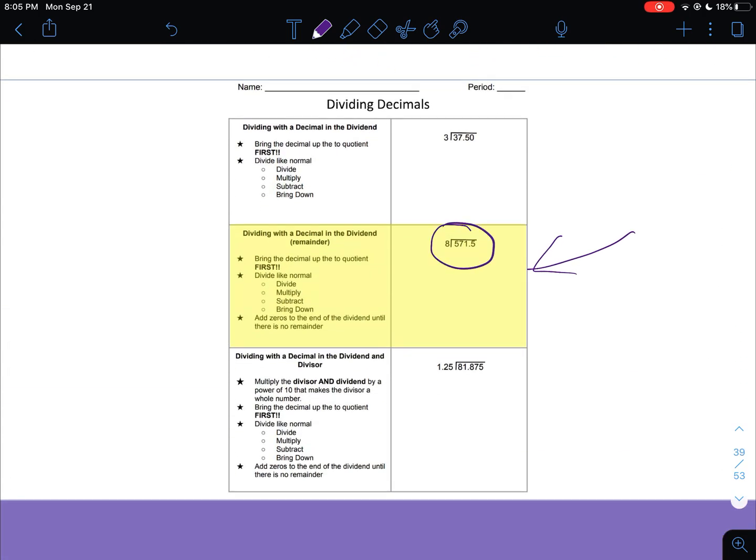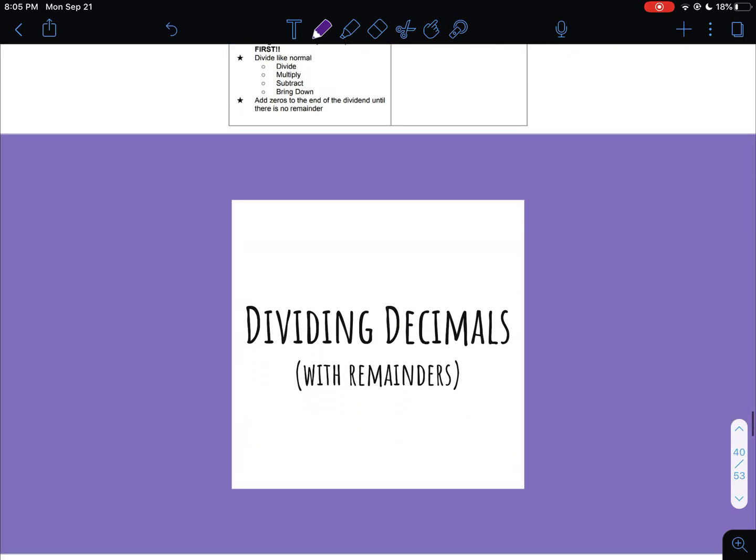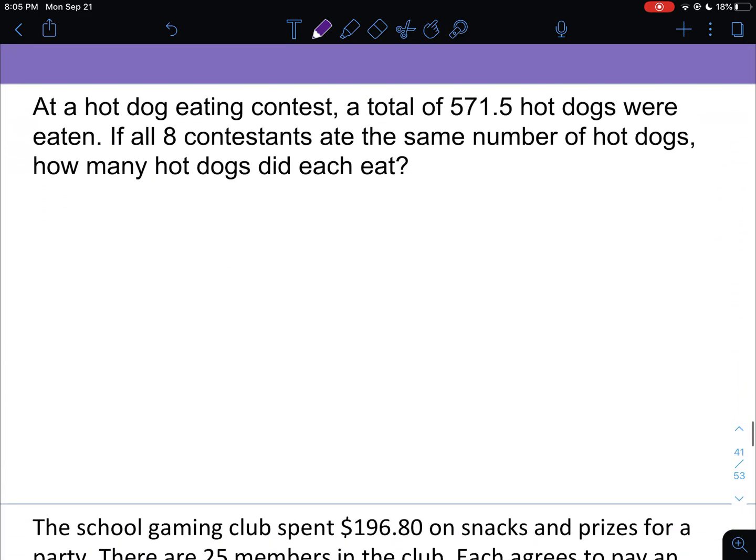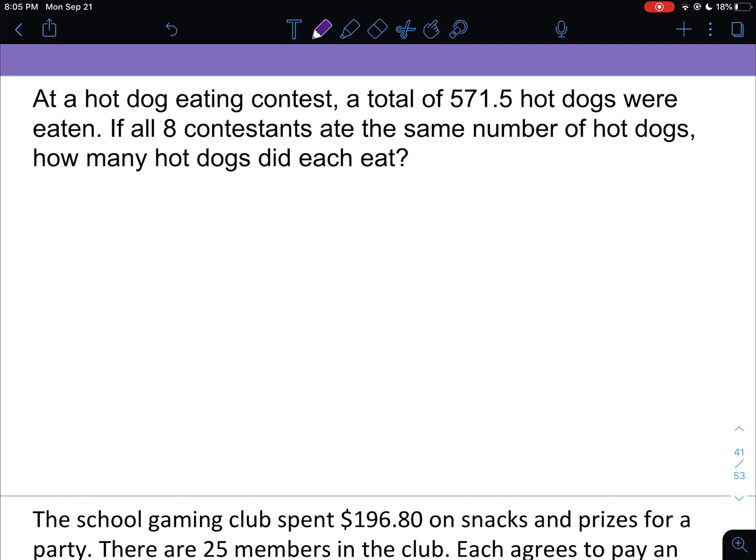So for today, remember, we are doing this example. It's going to be the first thing we do. So if you have the graphic organizer, you're working in that box, and then you can just flip it over and do the other ones on the back, or you can do them in your notebook. Whatever you like. So at a hot dog eating contest, a total of 571.5 hot dogs were eaten. Holy moly, that's a lot of hot dogs. So if all 8 contestants ate the same number of hot dogs, how many hot dogs did each eat?